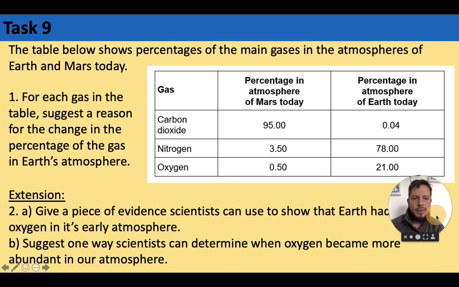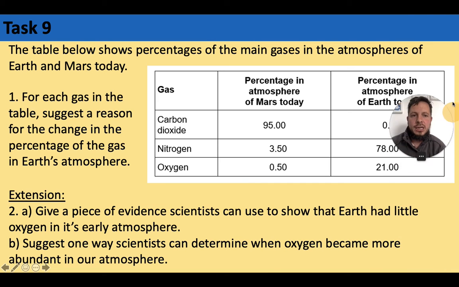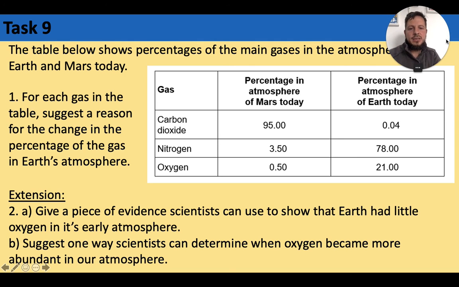So, last little task for me then. The table below shows percentages of the main gases in the atmosphere of Earth and Mars today. For each gas in the table, I want you to suggest a reason for the change in the percentage of the gas in the Earth's early atmosphere. And then as an extension, can you give me a piece of evidence scientists can use to show that Earth had little oxygen in its early atmosphere? And then B, suggest one way scientists can determine when oxygen became more abundant in our atmosphere. So pause the video and have a go at this last little task for me, please.